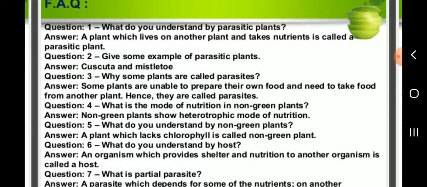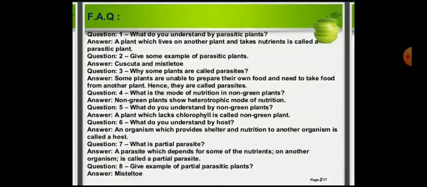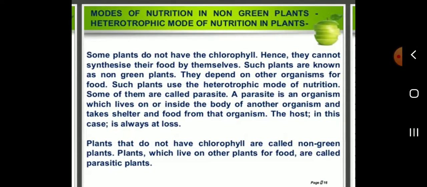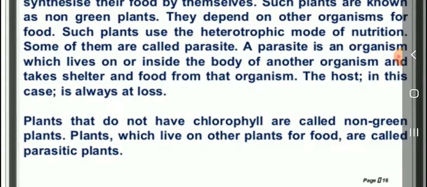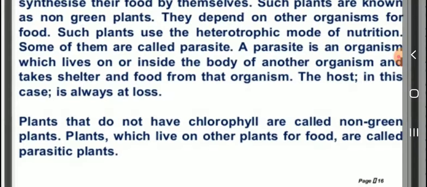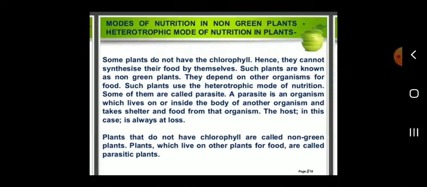What do you understand by parasitic plants? A plant which lives on another plant and takes nutrients is called a parasitic plant. The plants that do not have chlorophyll are called non-green plants. Plants which live on other plants for food are called parasitic plants. Okay.